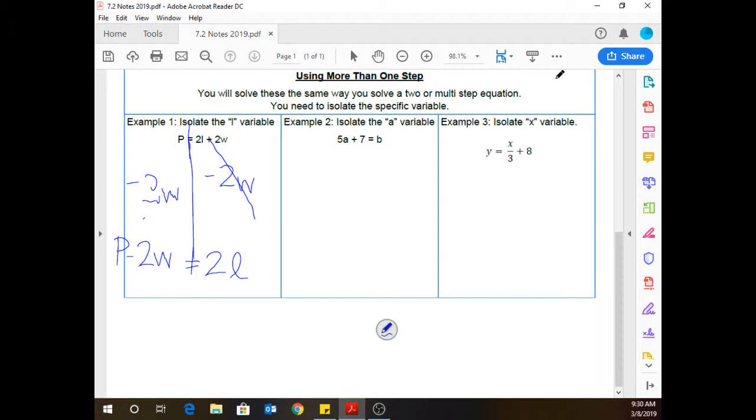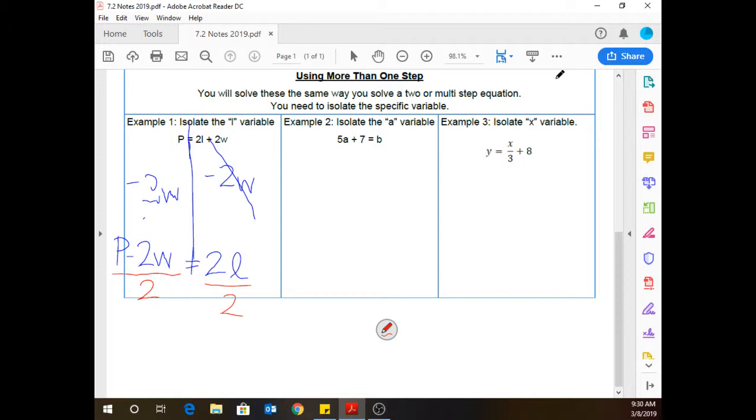Okay, if I have to get the L alone, what's happening between the 2 and the L? Everybody? What's the opposite of multiplication? Okay, so watch. I'm going to divide this side by 2. I have to divide this entire side by 2. So I'm going to divide this entire side by 2. Everybody with me so far? Okay, so what will cancel over here?